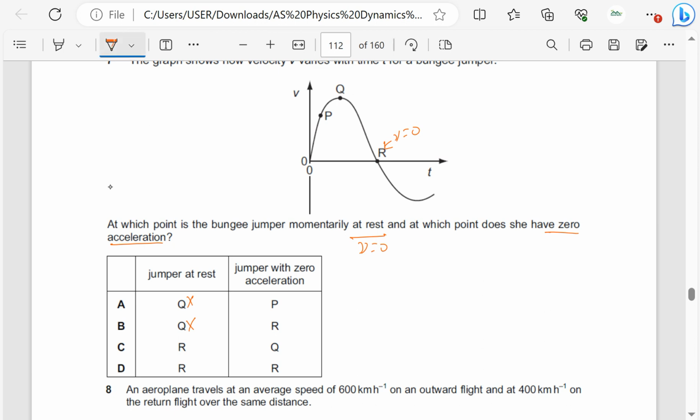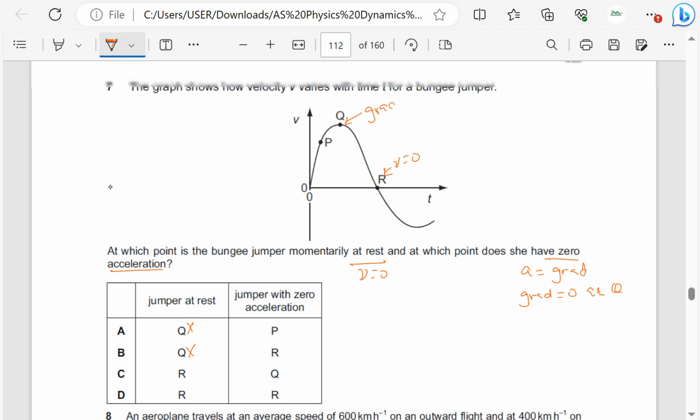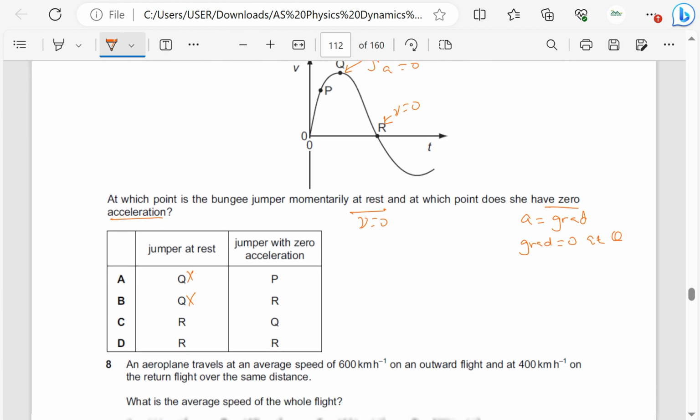At which point does she have 0 acceleration? Remember, acceleration is equal to the gradient. Where is the gradient 0? That is at q. At the top, at maximum velocity, the gradient is 0, so the acceleration is 0 at q. So the answer is going to be C. Velocity is 0 when it is at rest. Acceleration is 0 when the velocity is maximum.